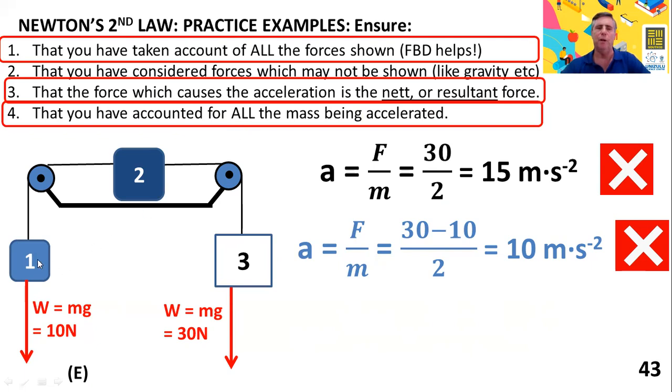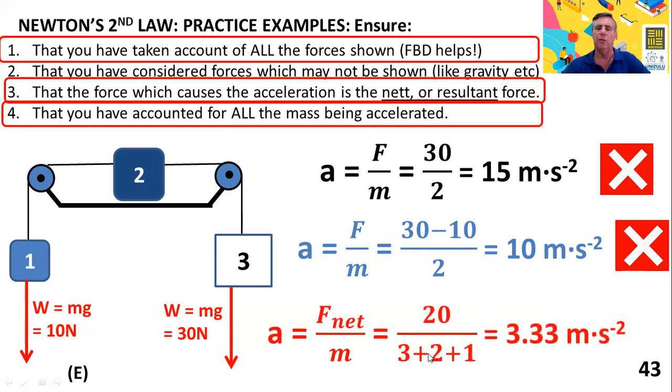And you should know by now that if 1 and 2 and 3 are joined together by strings which can't stretch, they form one system, and the total mass being accelerated is actually 6 kilograms. So we've got a net force of 20 newtons to the right divided by 6. The total mass is 3.33 meters per second squared. So that is correct.